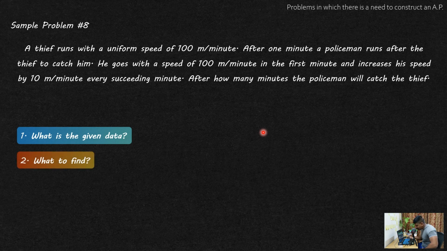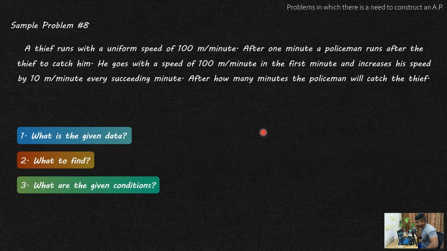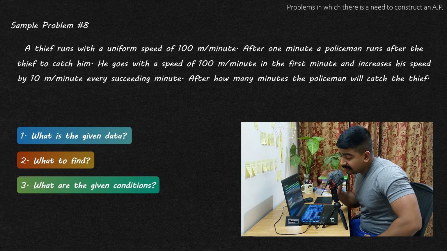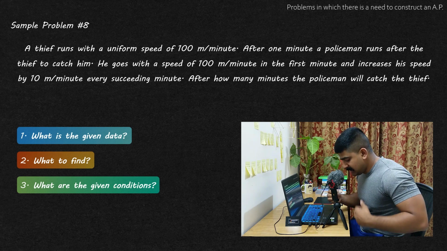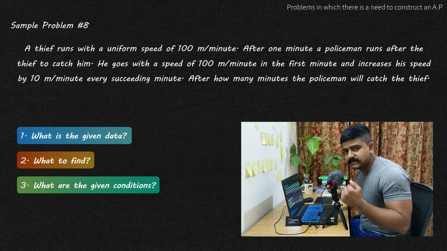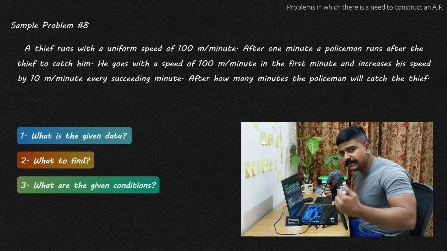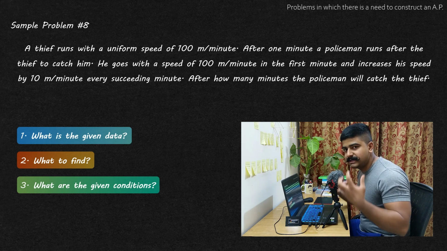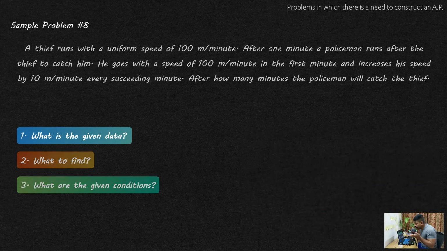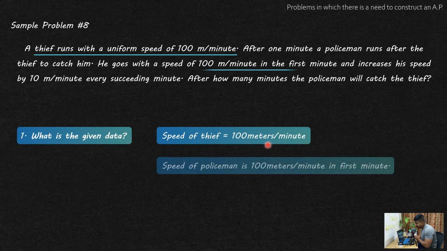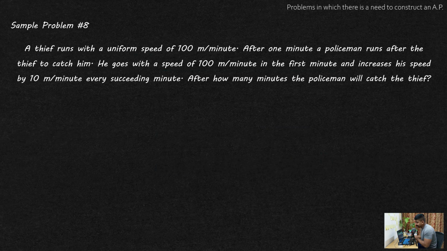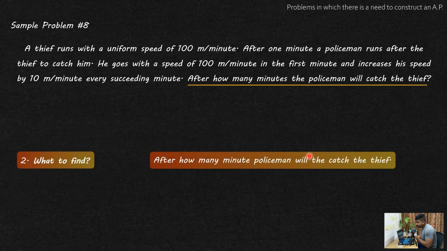What is the given data? What to find? And what are the given conditions? Now, if you feel monotonous that why am I repeating the same questions again and again, it's just to make you familiarize that you also need to do the same in order to get the most information out of the question. So what is the given data? Speed of thief is 100 meters per minute. Speed of policeman is 100 meters per minute in first minute. What to find? After how many minutes policeman will catch the thief?